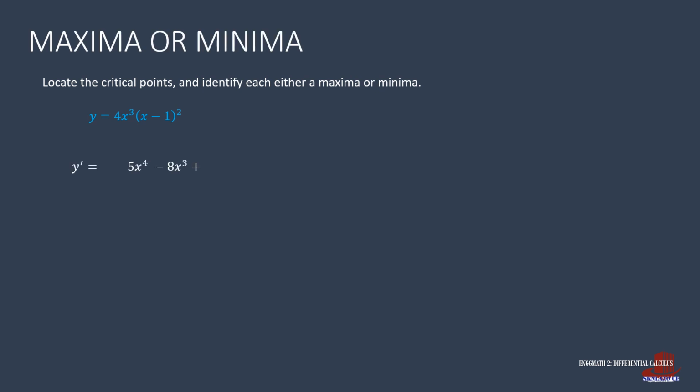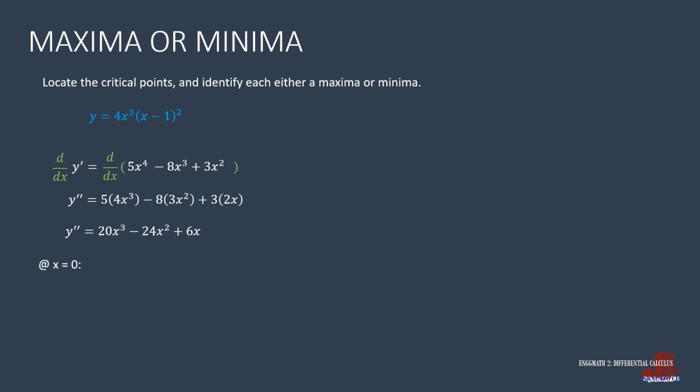After identifying the critical points, classify them whether maxima or minima, and that is through taking the second derivative of the function. So y double prime is 5 times the derivative of x raised to 4, which is 4x cubed, minus 8 of the derivative of x cubed, which is 3x squared, plus 3 times the derivative of x squared, which makes 2x. Y double prime is then 20x cubed minus 24x squared plus 6x.